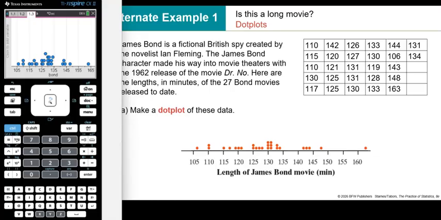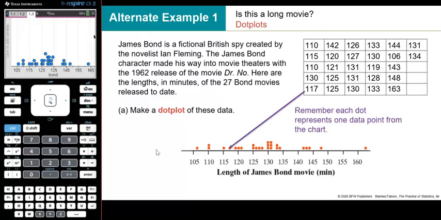And it'll do a pretty good job for you. And again, this allows us to do other things with the data that we might need later. So I just want you to know how to do a basic dot plot in there if you need to. It may not be necessary on the AP exam, but we'll see. Remember, each dot represents one data point. That makes sense. 117 is that dot right there.